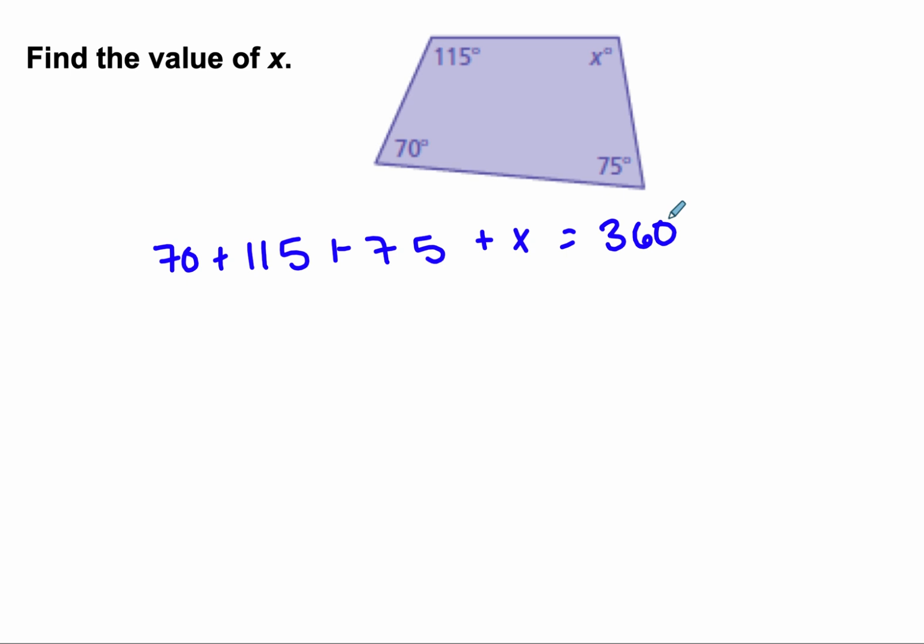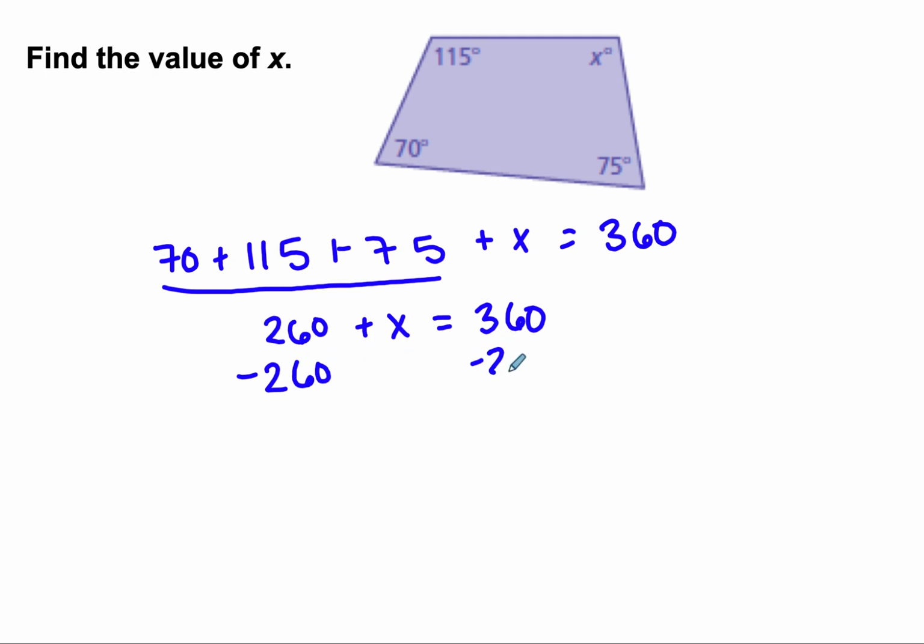Okay, so we're going to start by adding together the like terms that are on the same side of the equation. For this one, it's going to be those 3 angles, 70 plus 115 plus 75, and that gives me 260. So my new equation is 260 plus x equals 360. Now I get rid of the addition with subtraction, so I'm going to subtract 260 from both sides. And I get x equals 100 degrees.